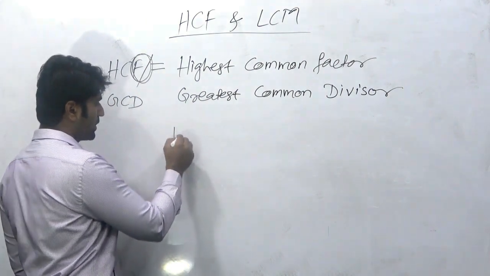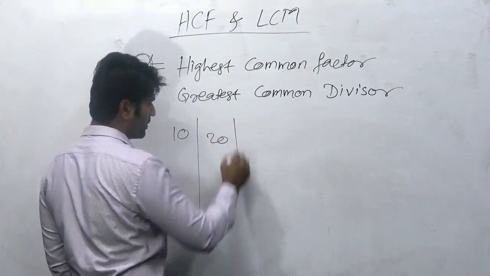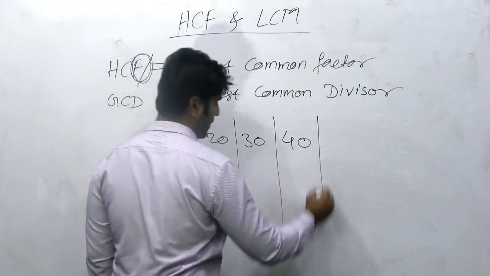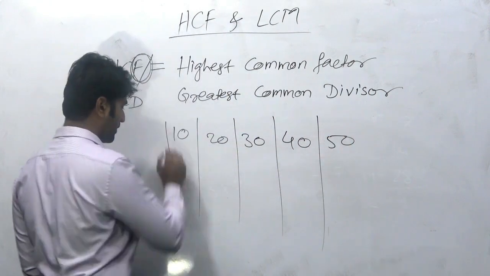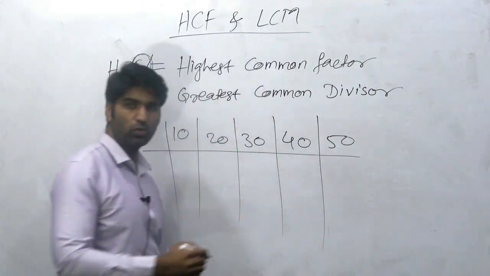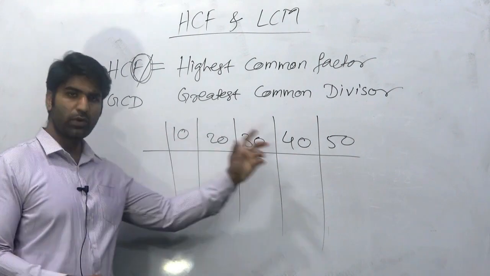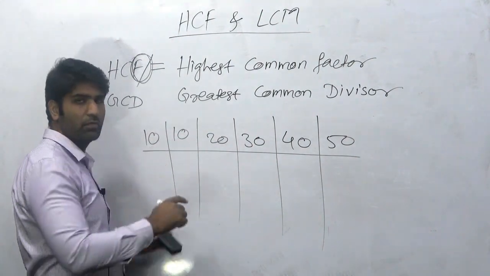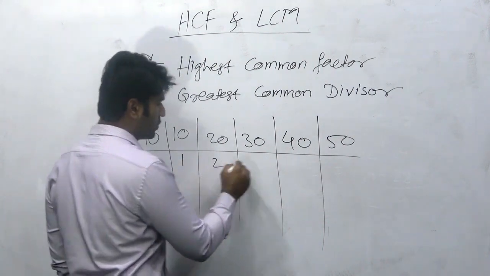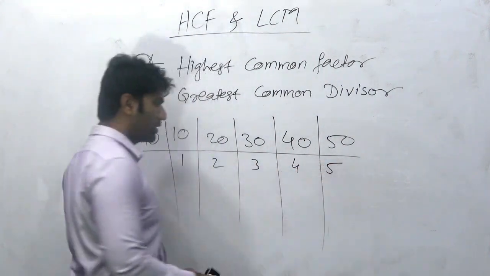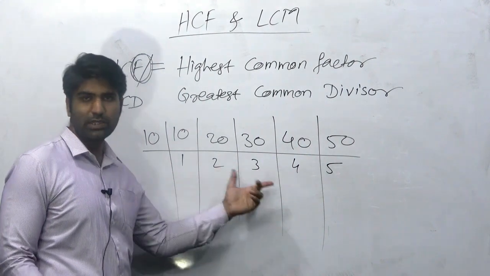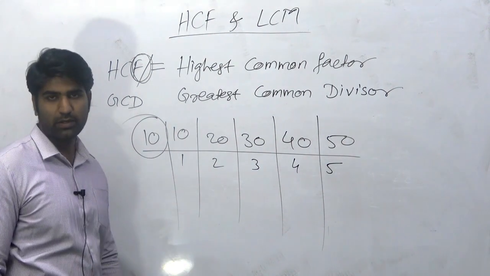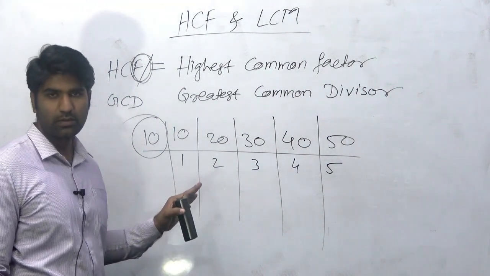Last one, 10, 20, 30, 40 and 50. Okay, now we know the method. So we want a number which can divide all these numbers. So directly we can say 10. So 10 can divide all the numbers: 1, 2, 3, 4, 5. And there is no such number which can divide all these numbers. So our highest common factor is 10 only.